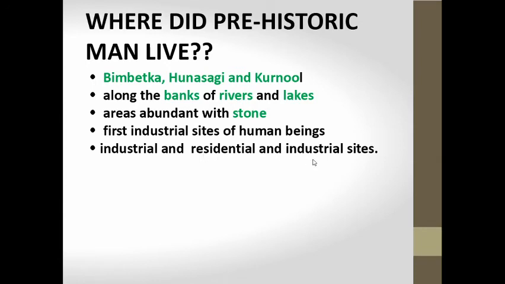So these are the two things: industrial sites, and residential and industrial sites. Areas where people used stone to create various tools are the first industrial sites. And people stayed there for a long time because many heaps of broken rock and stone chips were found. So these sites were nothing but residential plus industrial sites. Okay, so next we'll see.